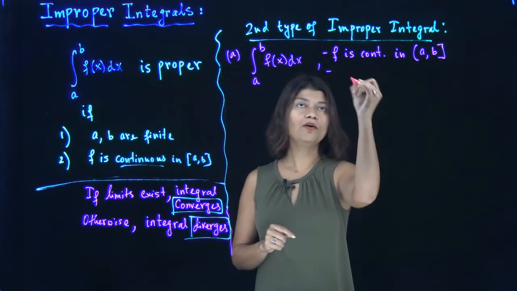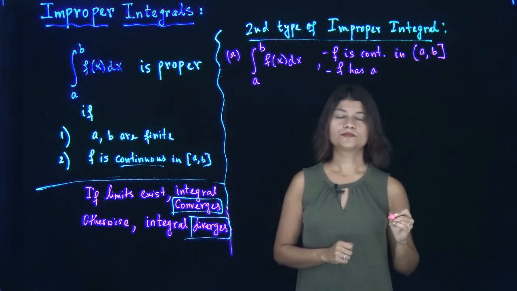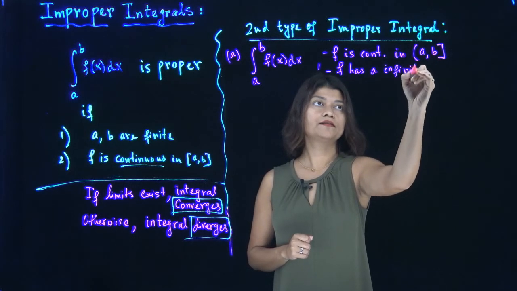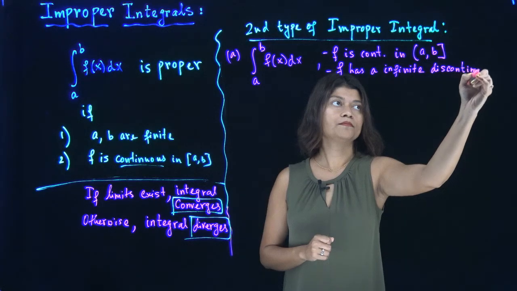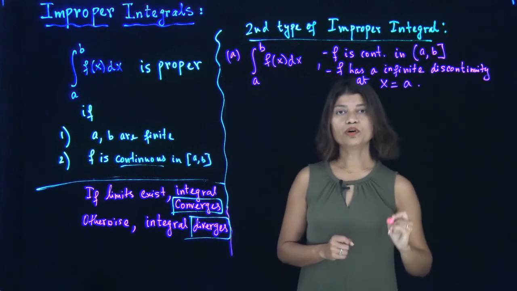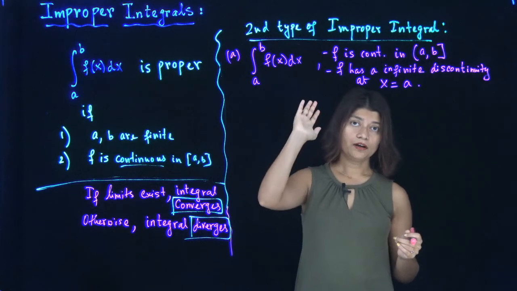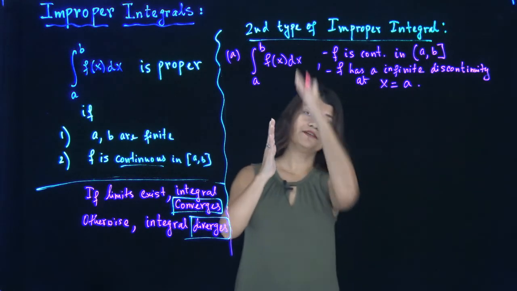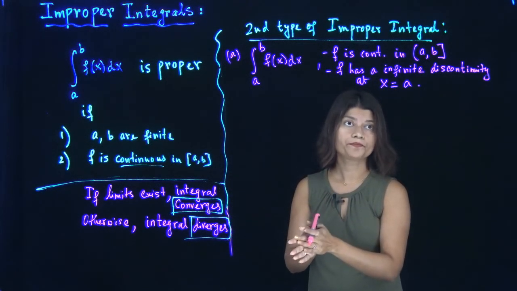And at the lower limit, f has what's called an infinite discontinuity at x equals a. What that really means is that if you draw the vertical line through x equals a, it is an asymptote. So the function is approaching infinity or negative infinity as it approaches a.